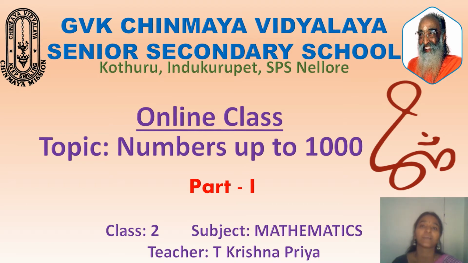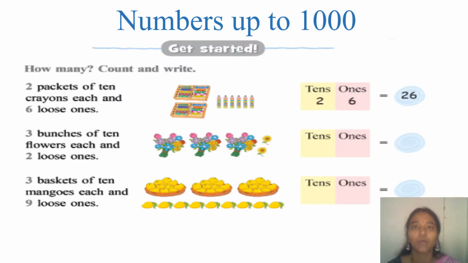Okay, coming to the current session, this is the new lesson. The name of the lesson is numbers up to 1000. It is on page number 78 of your Pearl Sem 1 textbook. Now, if you go to page number 78, you will see Get Started.